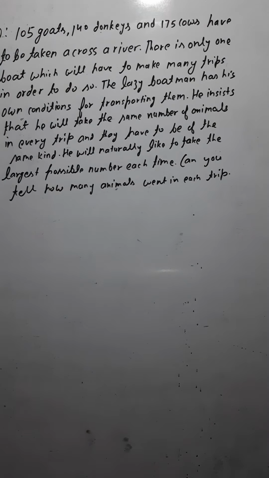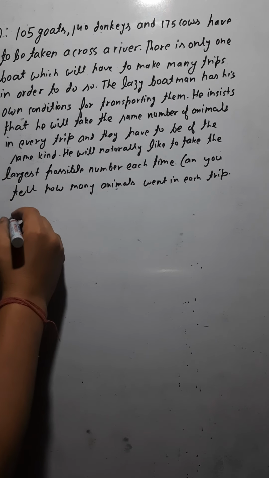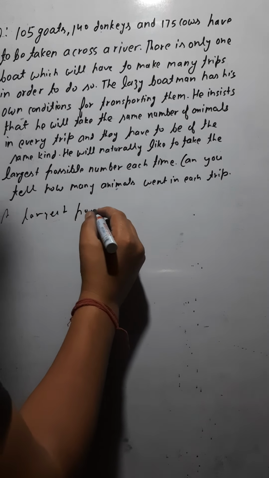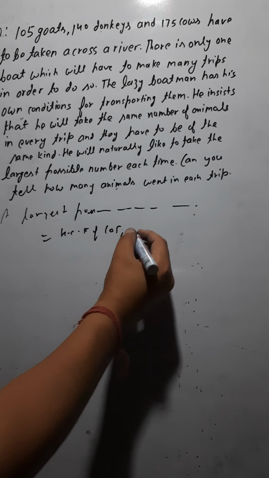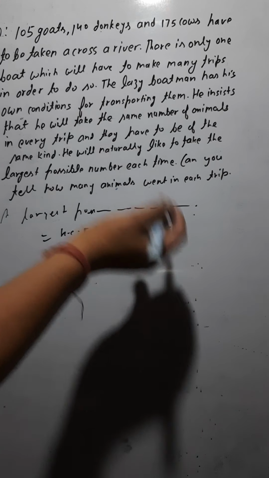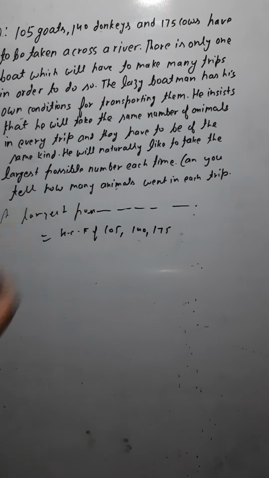Okay, so the answer would be: largest possible number of animals in each trip. You would be writing the answer, largest possible number of animals in each trip would be HCF of 105, 140 and 175. You have to find out the HCF of these three numbers. You know how to find it, just find the HCF, you will get your answer. Okay, just do it right now.